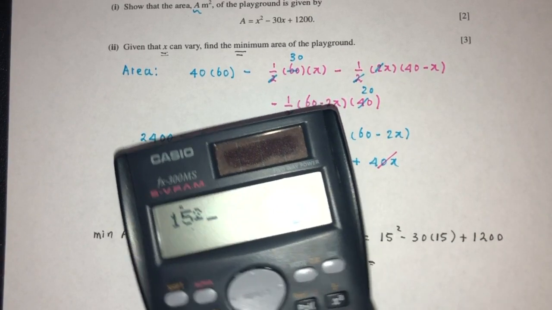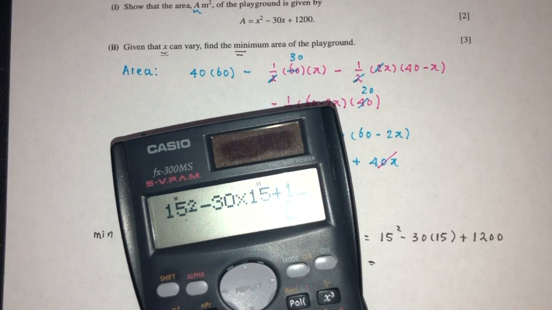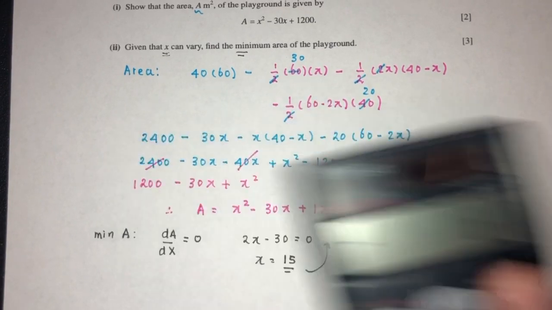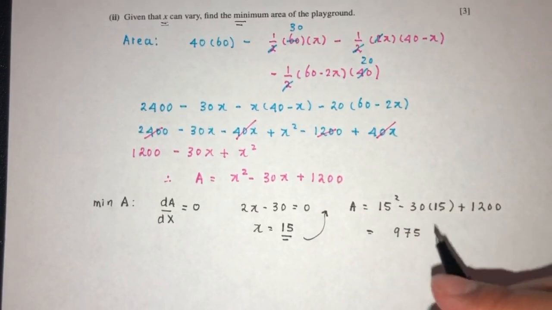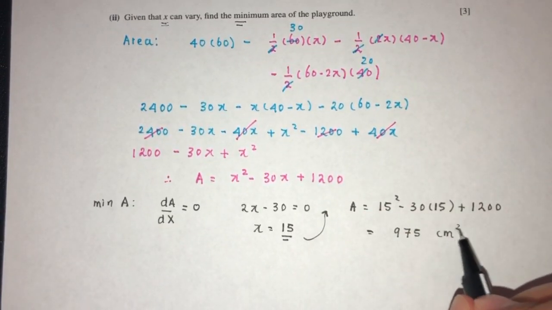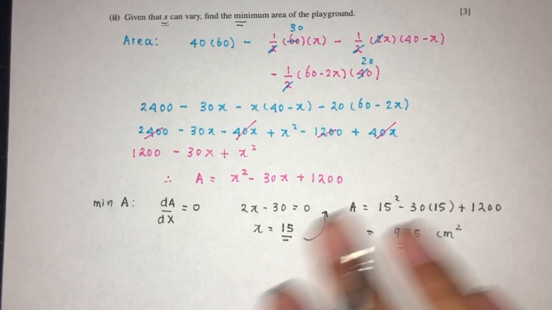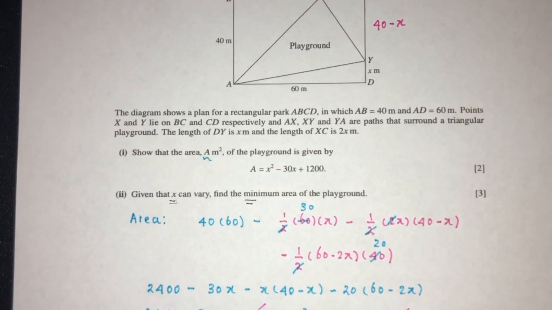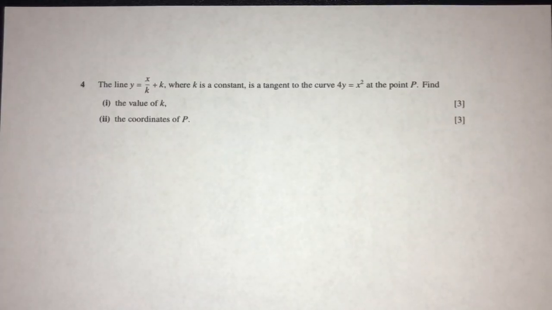So 15 squared minus 30 times 15 plus 1200, that should be 975. Here, your area will be 975 centimeters squared. And this is your answer for part 2 of your question. Now let's move on to the next question.